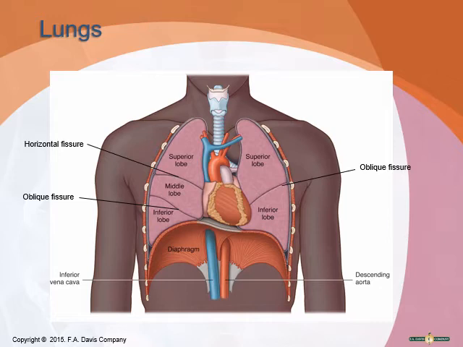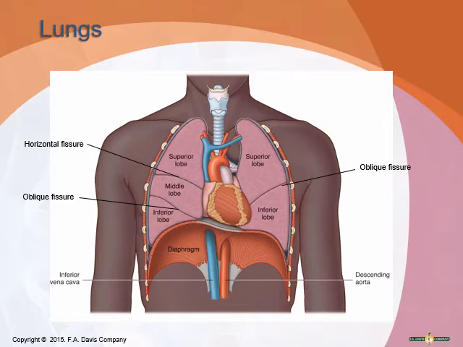The right lung contains 2 fissures that divide these lobes. The horizontal fissure divides the superior and middle lobe, and the oblique fissure divides the middle and the inferior lobe. Your left lung only has 2 lobes, a superior and inferior, and only contains 1 fissure, the oblique fissure that divides those 2 lobes.